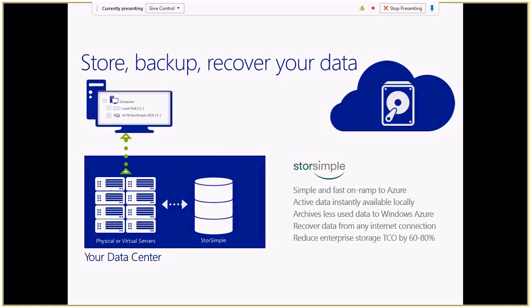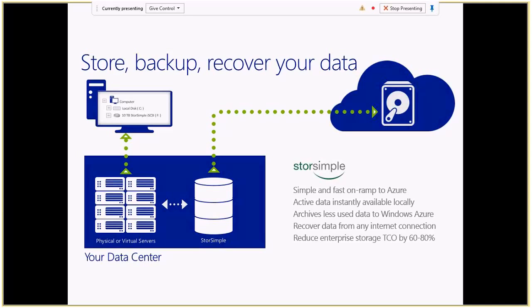We talked a little bit about, a year ago, we bought a company called StoreSimple. StoreSimple is actually an appliance that will sit in your data center, which is kind of a conduit for data getting into Azure. Now, it's great for using it when we're looking at old archive data that you may have.